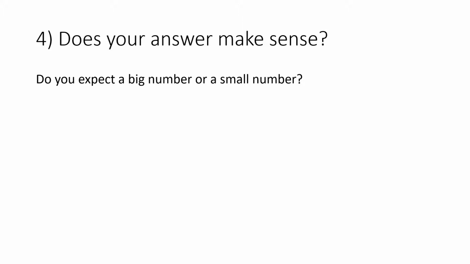Something I brought up before was, does your answer make sense? Do you expect to have a big number or a small number? If I'm asking you to calculate the distance to a star, I think you expect to have a big number. If I'm asking you to calculate, for example, the size of a wavelength of visible light, that should be a very small number. So ask yourself, does my answer make sense? Do I get what I expected to get? If you get a negative temperature, for example, is it possible to have a negative temperature? Well, not on the Kelvin scale, it's not. So always look at your answer and see if it makes sense.